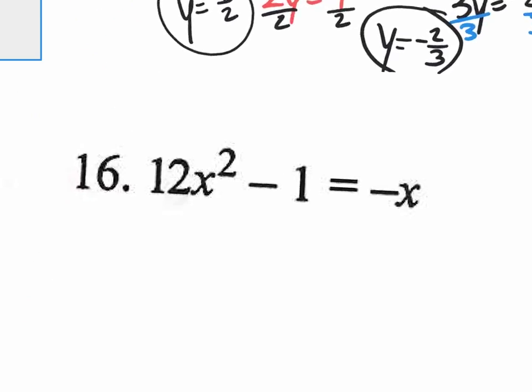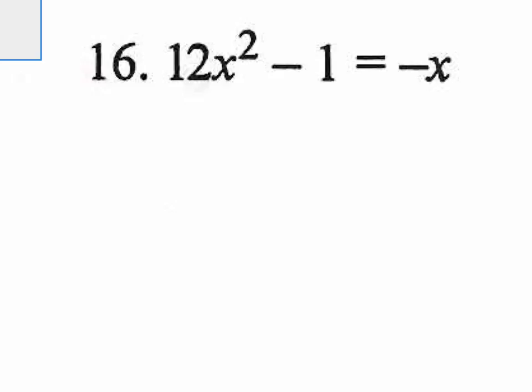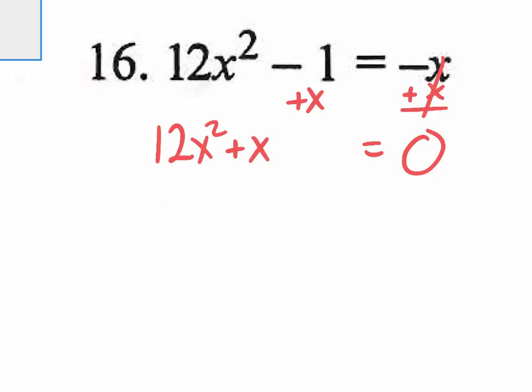Final question. Thank goodness. Number 16, which I believe is number 14 on version A. Let's get it set equal to 0 plus x. That way it will be equal 0 plus x over here. And I'm just going to rewrite it. It's going to be 12x squared plus that x that I just put right there minus 1 equals 0.